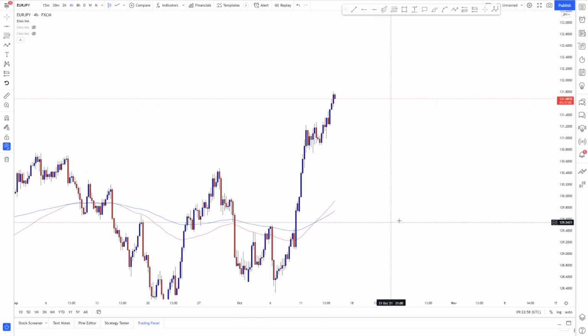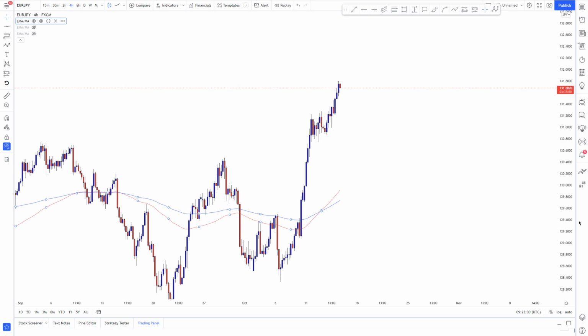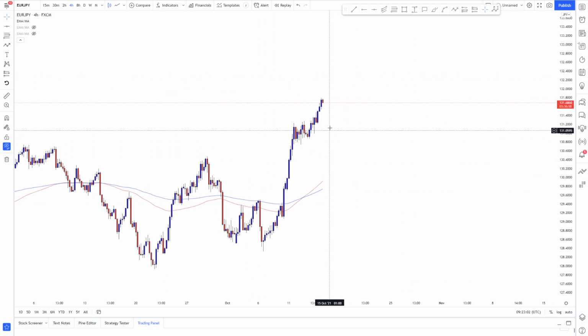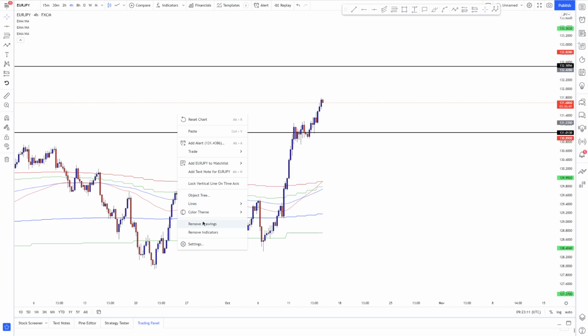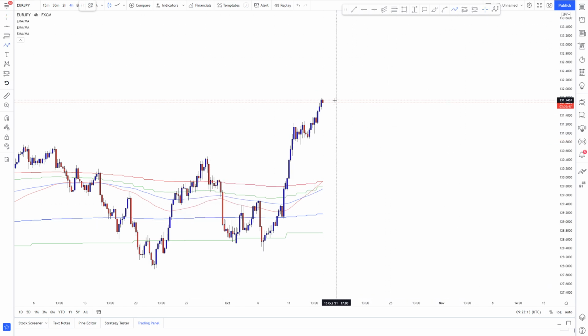If I take a look at this chart, what I would look to do at this current time, this is the 14th of October, I could apply the daily moving averages and the weekly ones, and I would simply look for a pullback around this area where these moving averages align to go further to the upside.